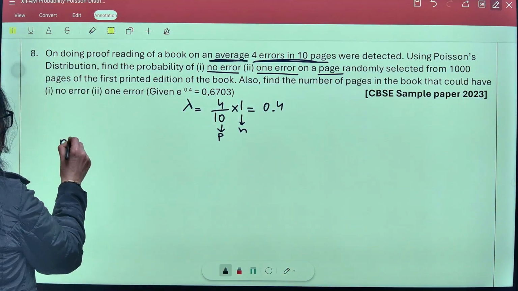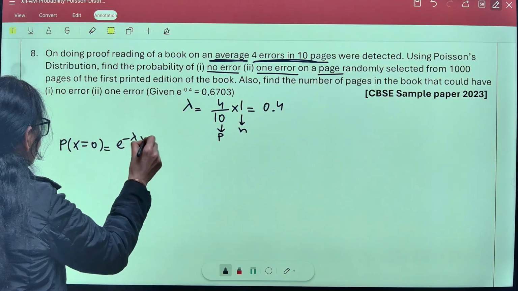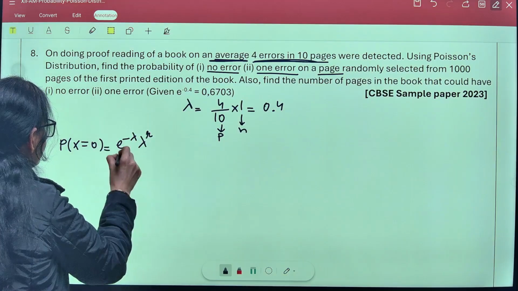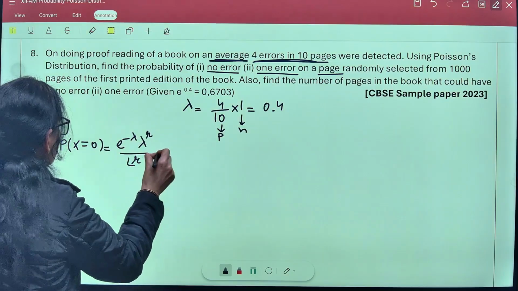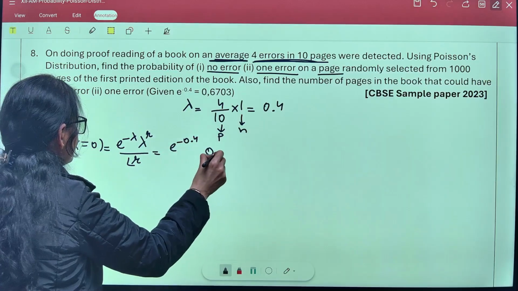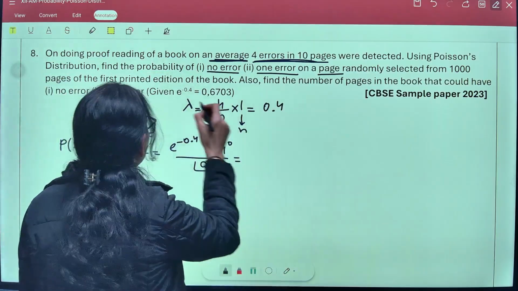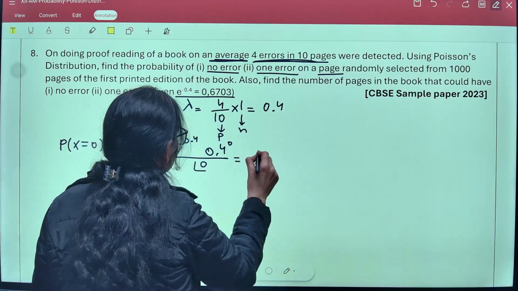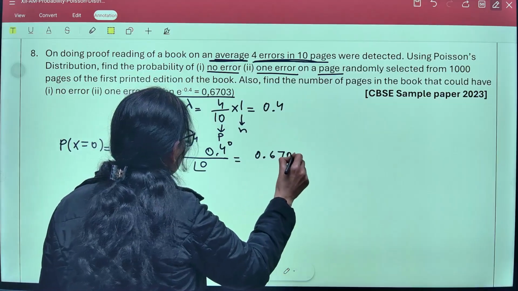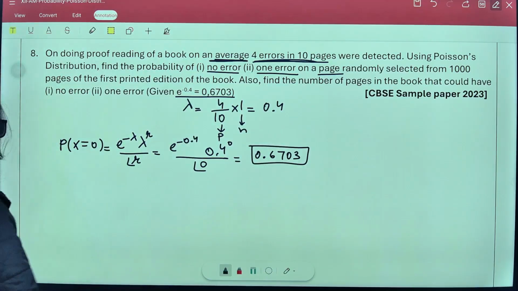Now let's find the probability of x being equal to 0. So it is e raised to power minus lambda, lambda to the power r upon r factorial. E raised to power minus 0.4, 0.4 to the power 0 upon 0 factorial. So we are given the value of e raised to power minus 0.4. This comes out to be 0.6703. So this is the probability of no error on a page that is randomly selected.